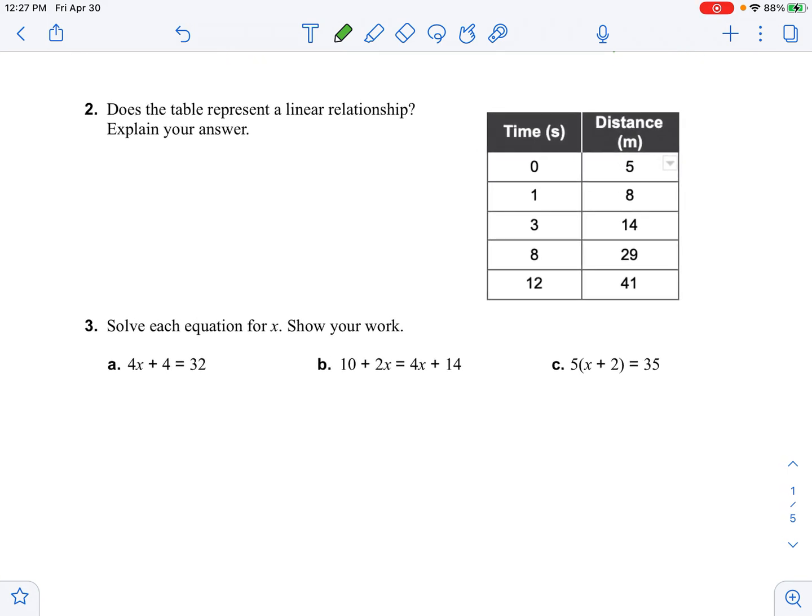Does the table represent a linear relationship? Okay, so what I'm going to notice here is that these times don't jump in a nice order. It doesn't go like 1, 2, 3, 4, 5. If it did that, it'd be really nice because we would see if this is changing at a consistent rate, which would mean it's linear. But they don't. Another way to see if something's linear is if you graph it and just see does it make a straight line, but there's no graph paper. So I need to use a different strategy.